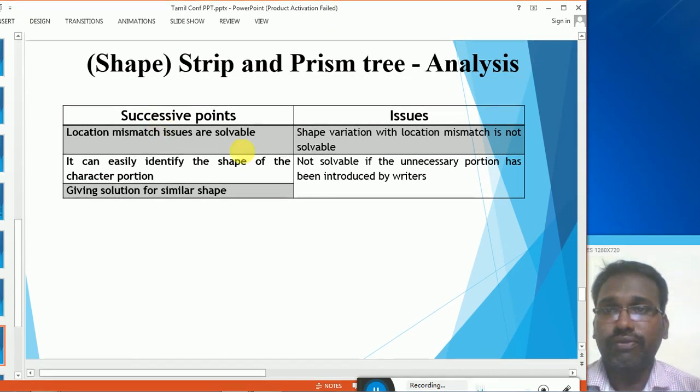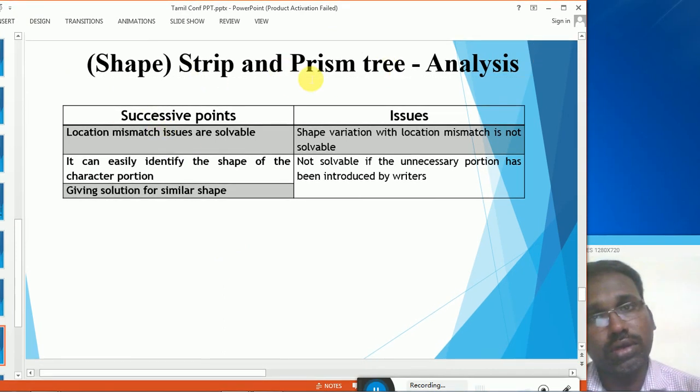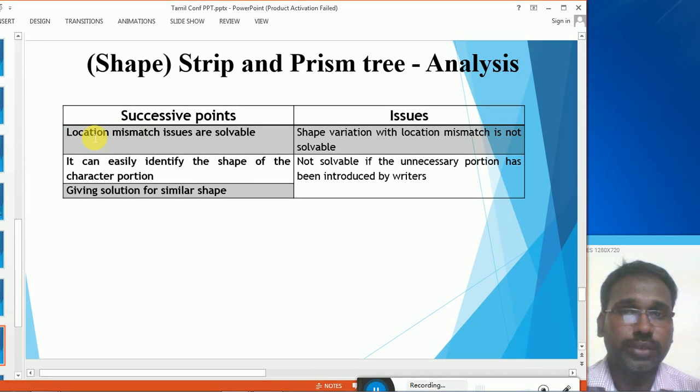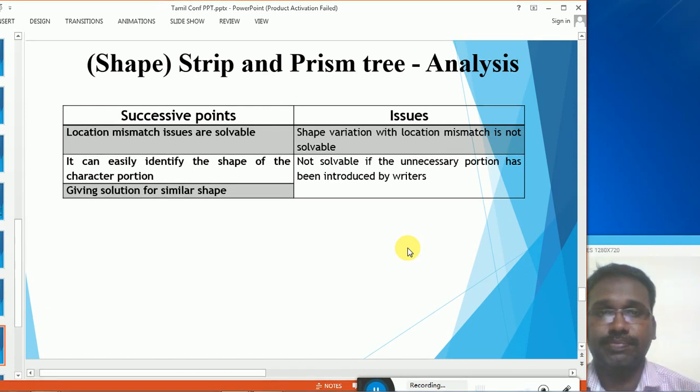The prism tree is better than the strip tree. Location mismatch issues are solvable. It can easily identify the shape of the character portion and gives a solution for similar shapes. Even minor changes are addressable. Shape variation with location mismatch is not solvable, and it is not solvable if unnecessary portions have been introduced by writers.